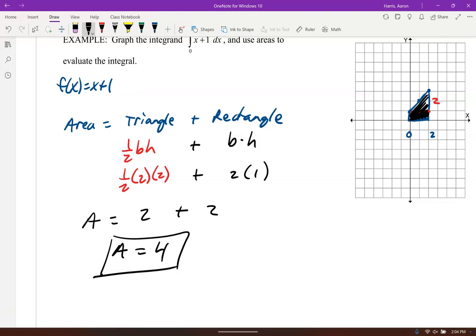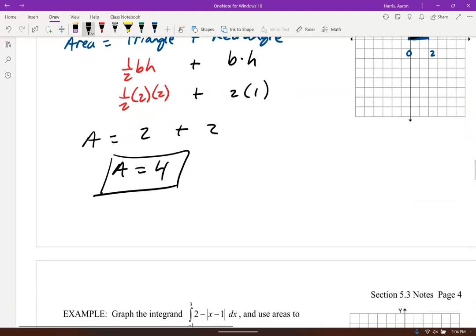Or you could have done it with a trapezoid formula if you wanted to. So you've got parallel sides on the left and the right.